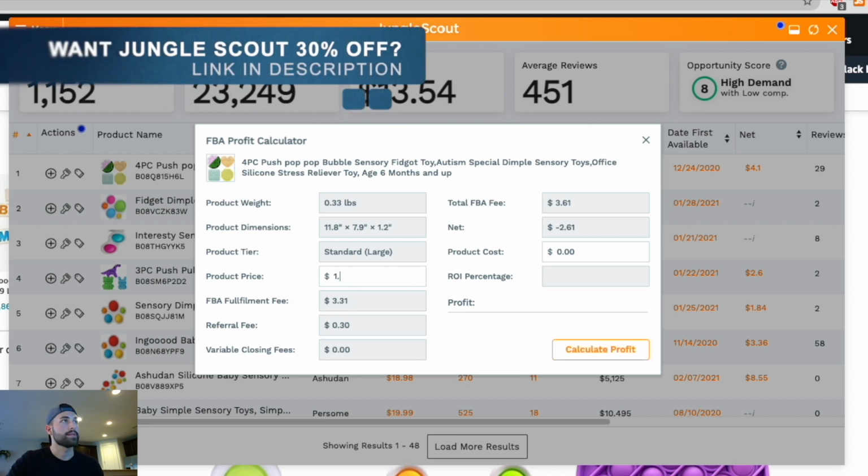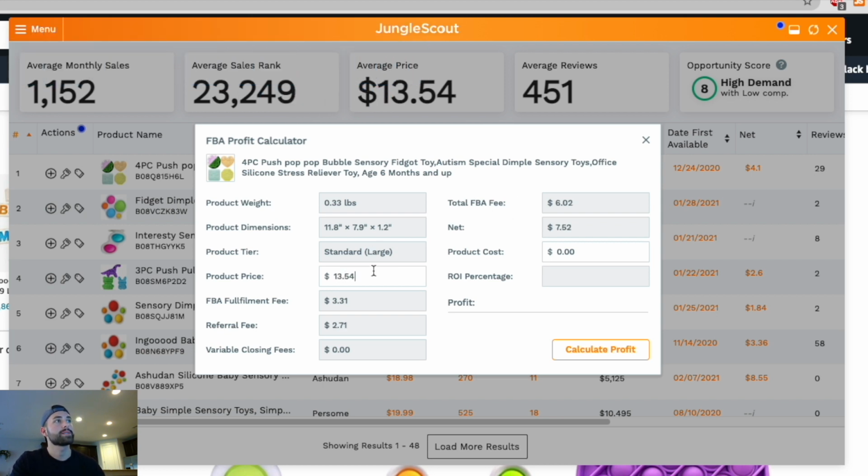Let's list this at $13.54 to give us an idea of what we could expect. And I pulled this $13.54 from the average sales price up here. The fulfillment fee, about $3. The referral fee is 15% of your product price, $2.71 here. So your total FBA fee is going to be $6.02, and then our net would be $7.52.